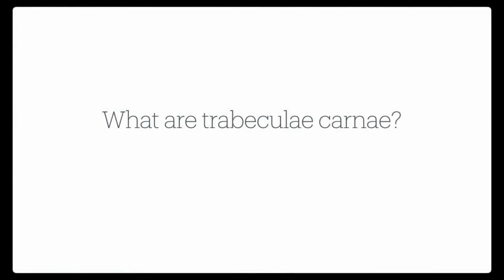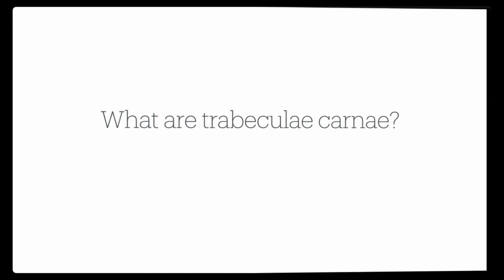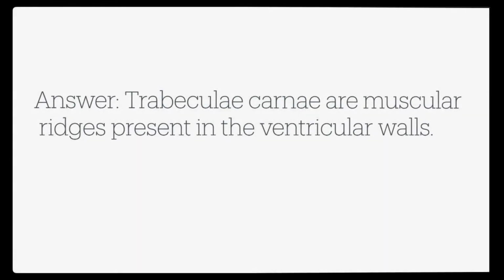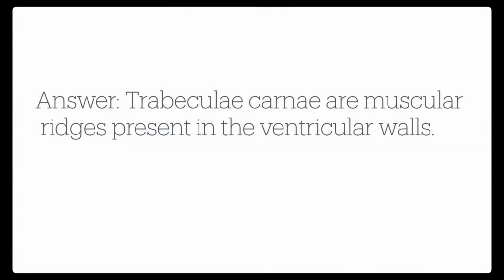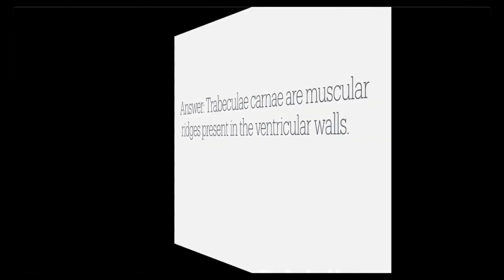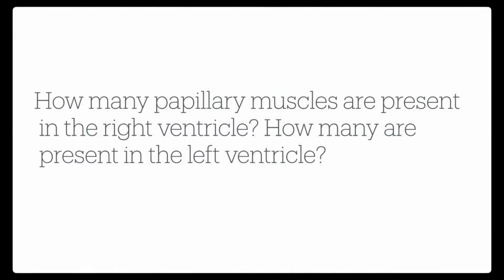What are trabeculae carneae? That's right. Trabeculae carneae are muscular ridges present in the ventricular walls. How many papillary muscles are present in the right ventricle? And how many are present in the left ventricle?